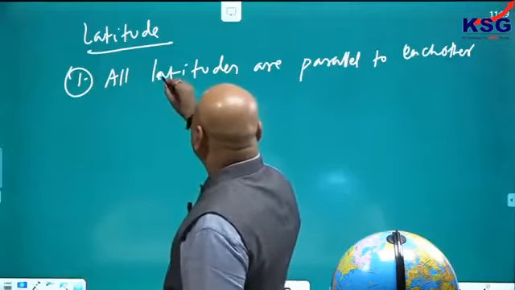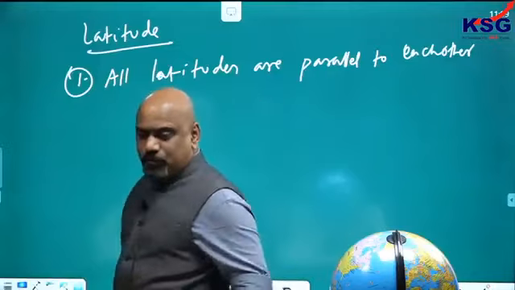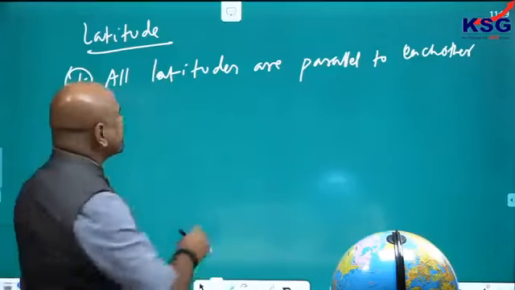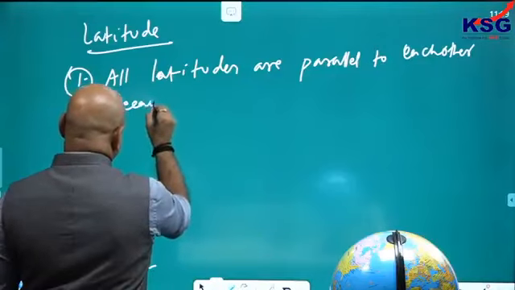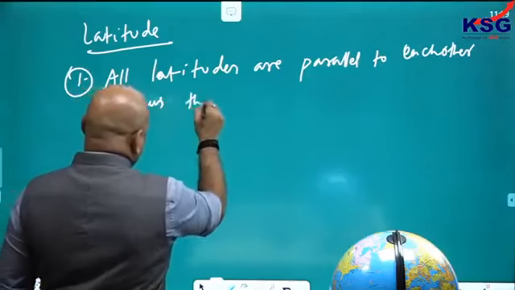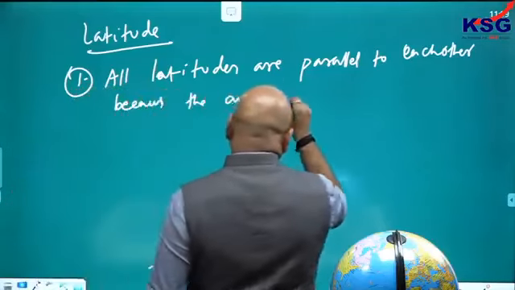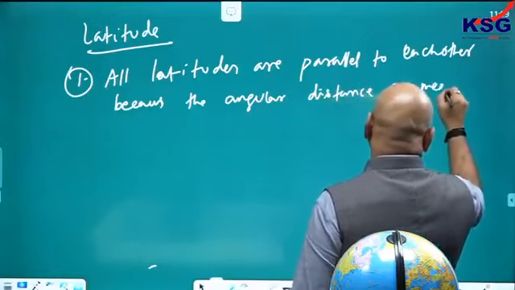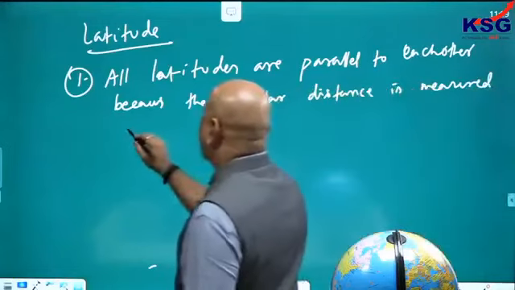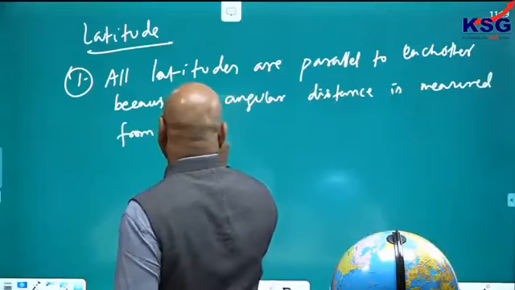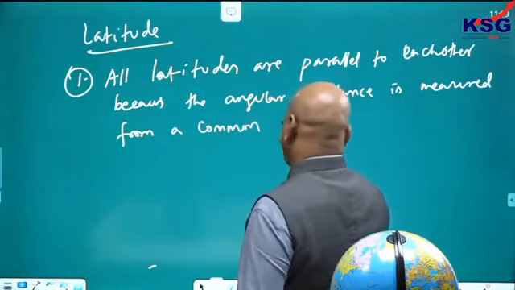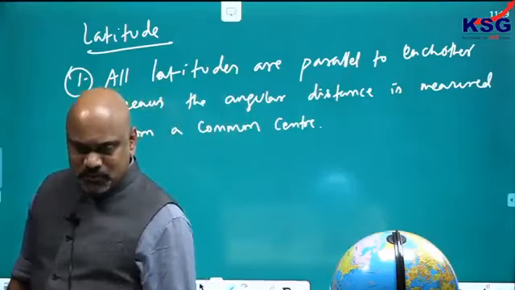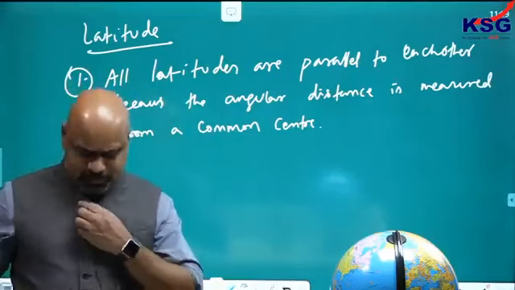Right. All latitudes are parallel to each other, as I told you. All the latitudes are parallel to each other because the angular distance is measured from a common center.